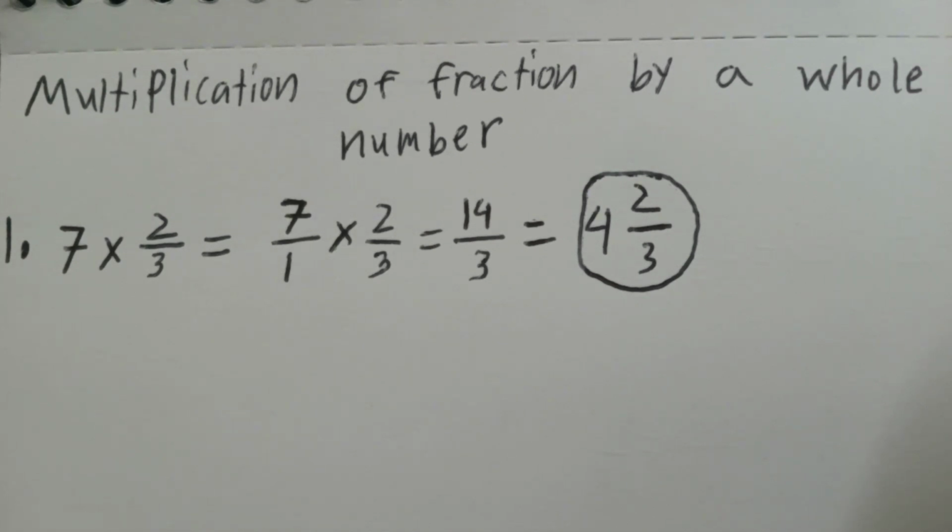So 14 divided by 3 is 4. That will be our whole number. And then 4 times 3 is 12. So 14 minus 12 is 2. That will be our numerator. And then 3 will still be our denominator. And that's our final answer.